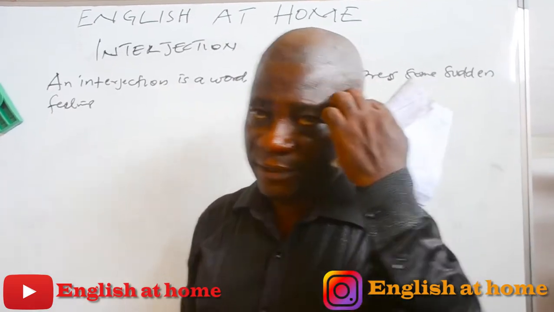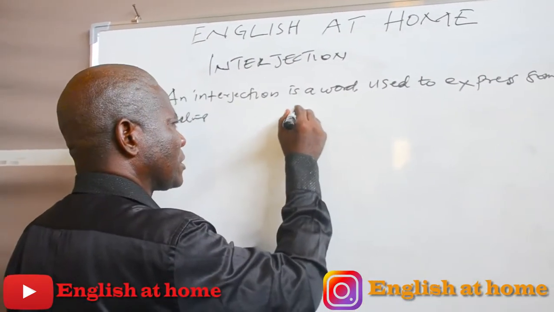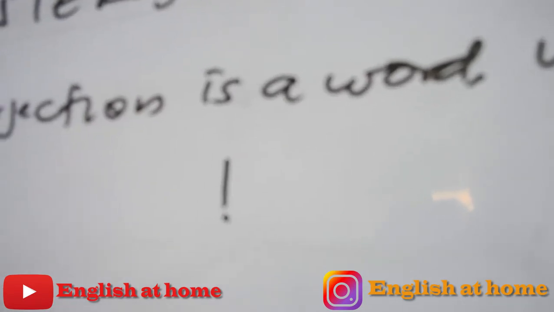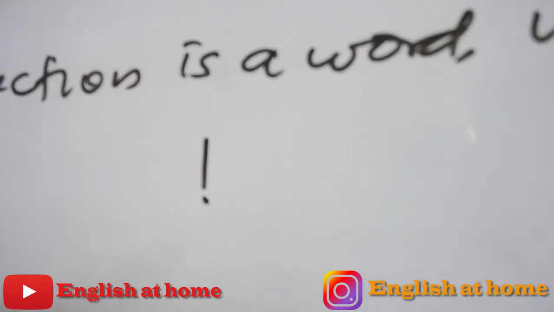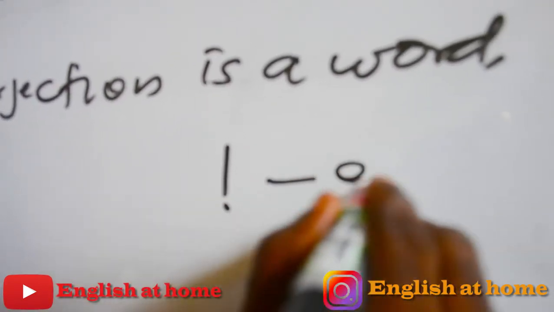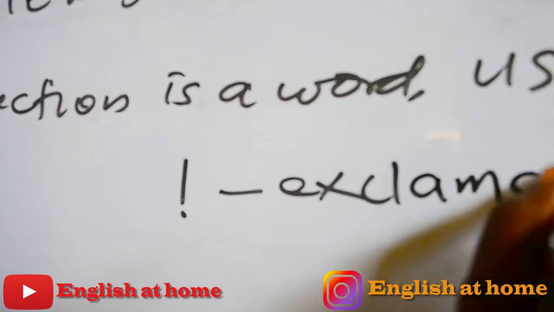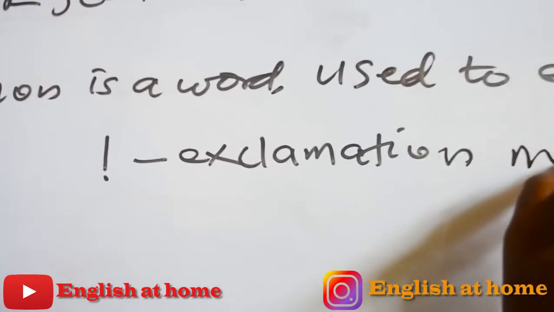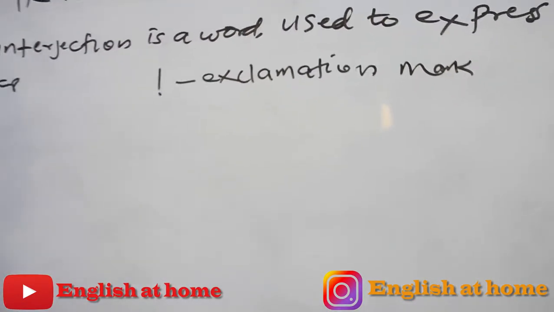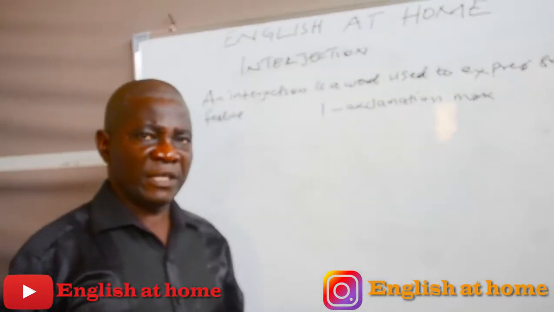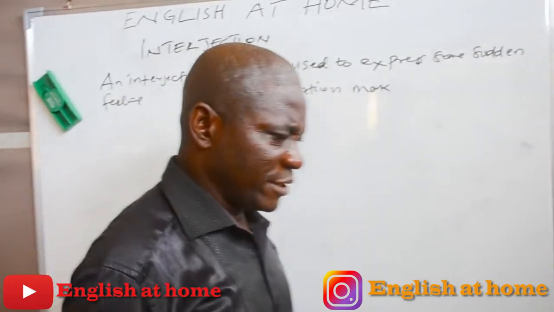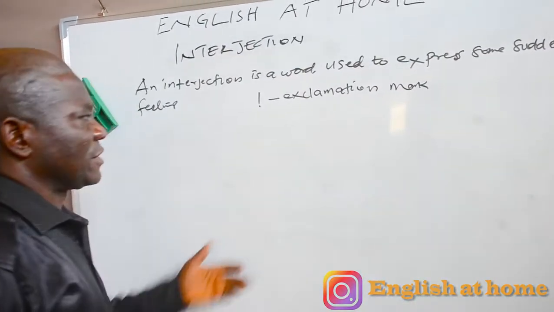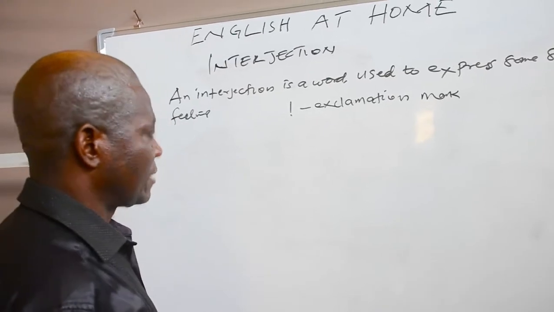All right. And there is a mark. Look at the board. Let's get the board zoomed. This mark follows every interjection word and is called the exclamation mark. When we use the word of interjection, especially when we are surprised, when we are excited, we exclaim. It's called exclamation mark.